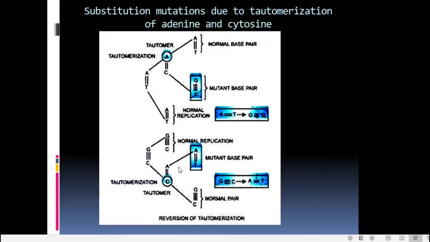Now suppose the next replication. These two lines represent the next replication. During the next replication, this C, which has already converted to its normal form, will base pair with G. But it is this A which makes the problem. This A will only base pair with thymine in the next replication. So here, instead of GC, which was the normal pair, AT has been incorporated. This is how substitution mutations take place, and these are the two examples where we can see a copy error mechanism has led to a substitution mutation.